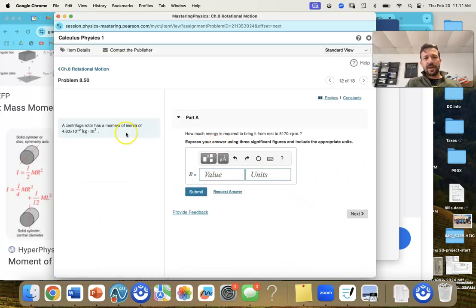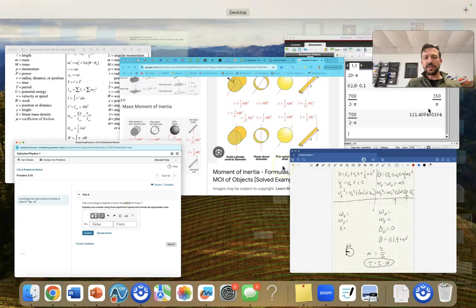How much energy is required to bring it from rest to this? So revolutions per minute. Remember, multiply it by 2 pi over 60 to switch it to radians per second. And you know it started from rest. How much energy is required to bring it from rest to this speed? So for the centrifuge, we got the I, and it wants to know how much energy it takes.